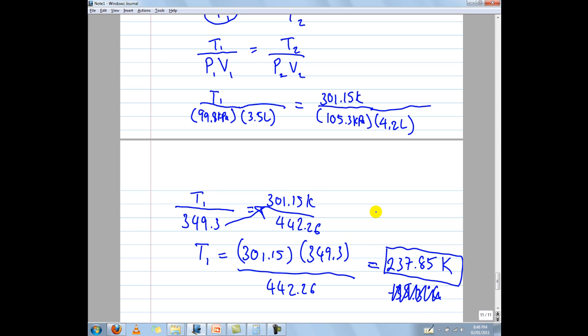Alright, since my time is running out again, I will finish up our last two laws, the ideal gas law and also Avogadro's law, in the next segment.